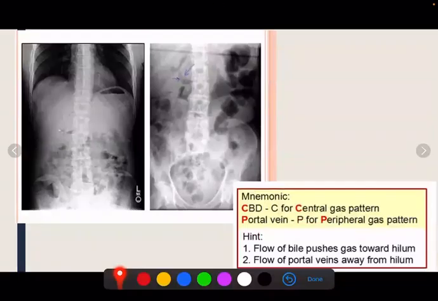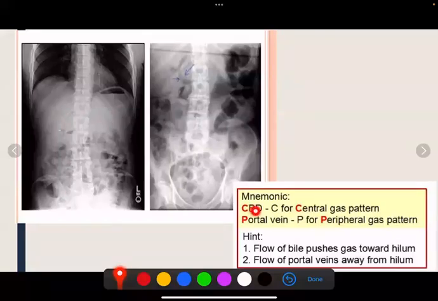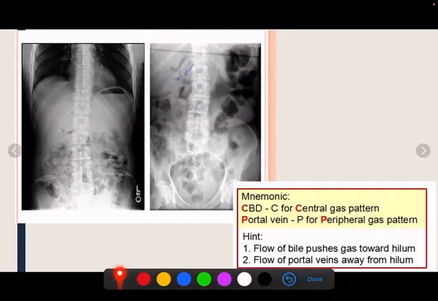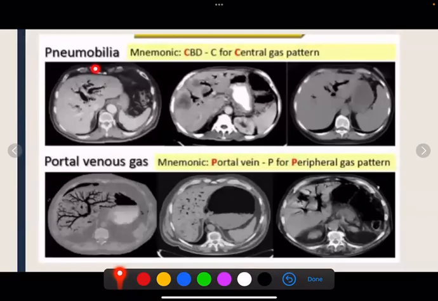We need to differentiate between pneumobilia and portal venous gas. Pneumobilia is central, while portal venous gas is peripheral. Why? Because the flow of the bile pushes the gas toward the hilum, which is why pneumobilia is central, while portal venous gas is usually peripheral because the portal vein flow pushes the gas away from the hilum. This is the appearance of pneumobilia on axial CT scan. We can see it is central, while portal venous gas is reaching the periphery of the liver.